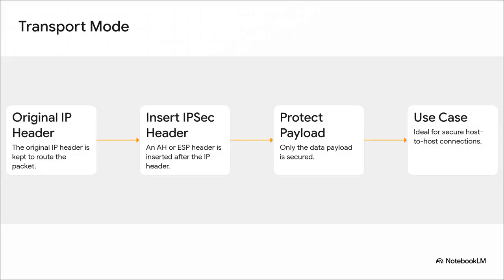First up is transport mode. This is all about protecting the letter. What happens here is the original IP header, the to and from addresses, is left totally alone so routers can do their job. Then the IPSec security stuff gets slipped in between that header and the actual data, so only the payload gets protected. This is perfect for when you need secure communication between two specific computers, like two servers that trust each other.